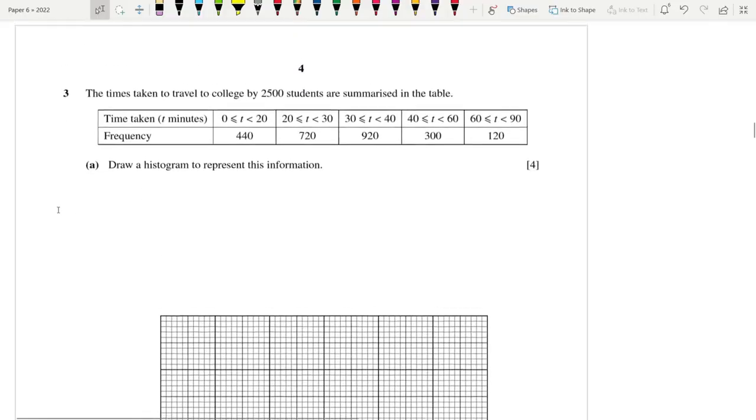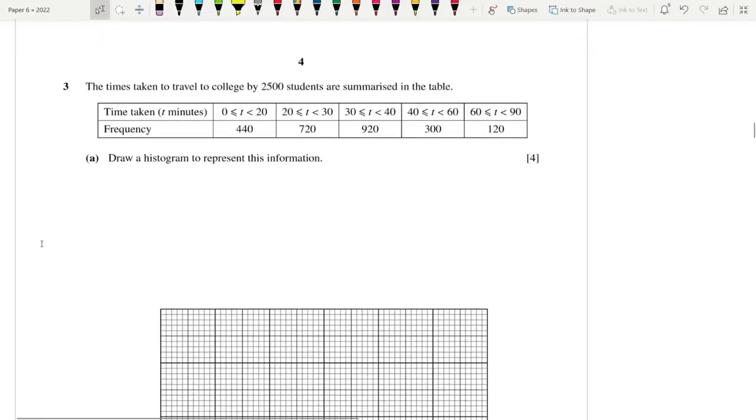Okay, for number 3, we have a histogram. All right, so let's begin. The time taken to travel to college with 2,500 students is summarized below. So what do we need, guys? We basically need to form a table based on this.